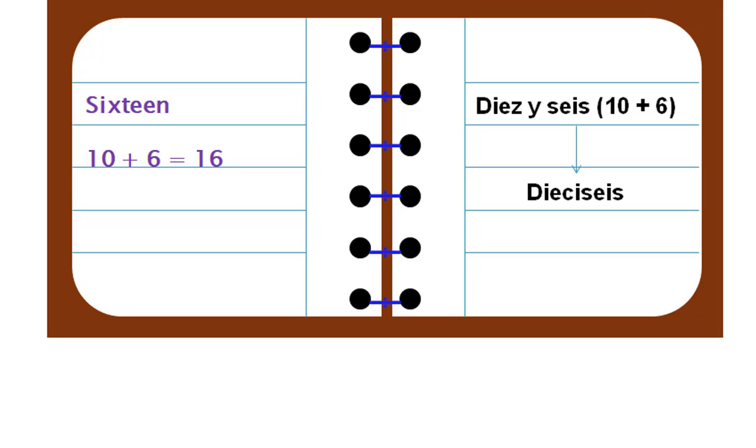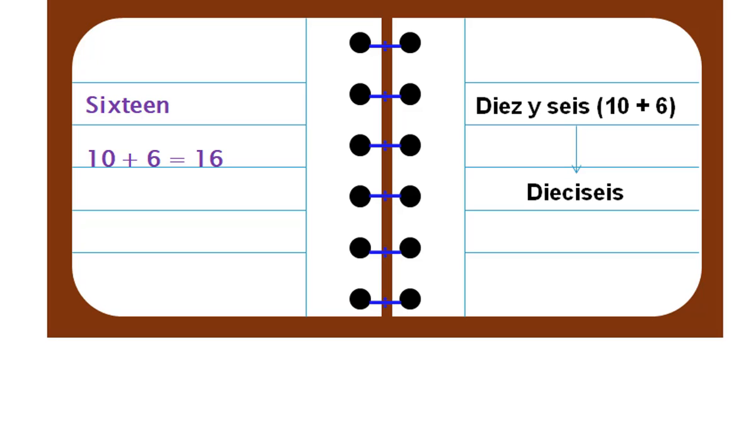So what we'll do is this, we'll remove this Z and Y and we'll replace it with I. So 16 becomes dieciséis. Alright, so we have combined the sound of Z in diez and it becomes dieci.